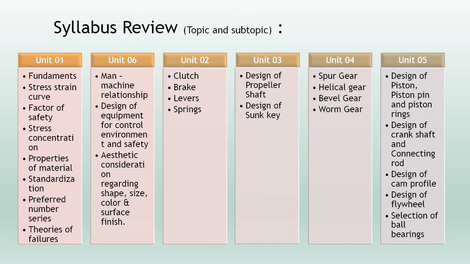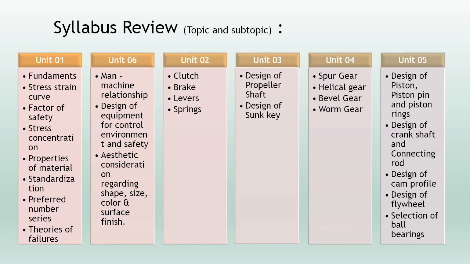Now what I am going to do, I am going to change the sequence of unit number 6 because this unit is too small, easy and totally theoretical in nature. That means we are going to cover unit number first and unit number 6, which are theoretical, and then after that we will cover the remaining 4 units which are totally numerical based.